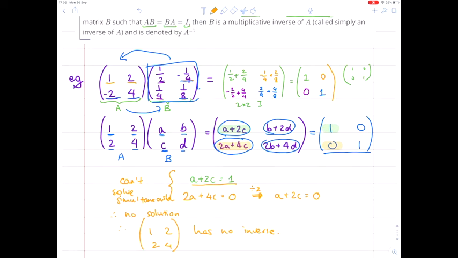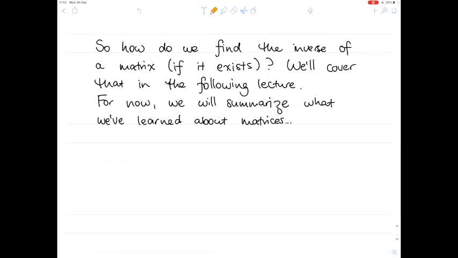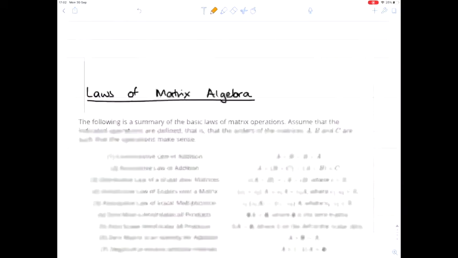So we're going to look in a little more detail at matrices in a following lecture, because we need to think about whether we can find inverses, or how we know if they exist or not. But for the moment, for the rest of this lecture, I just want to summarize what we know so far about the algebra of matrices.